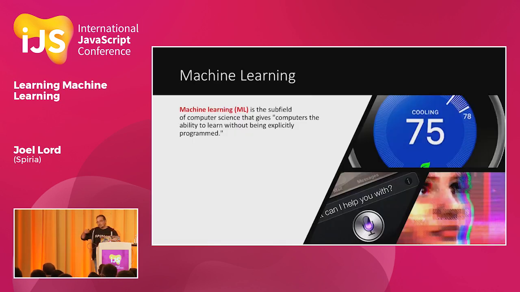Machine learning. Machine learning, on the other hand, is the subfield of computer science that gives computers the ability to learn without being programmed, right? So instead of specifying a set of rules and a set of ifs to tell your application what to do, depending on the circumstances, you actually just tell it how to learn and how to make its own decisions. All right? So that's the thing about machine learning. That's what it is in a nutshell.